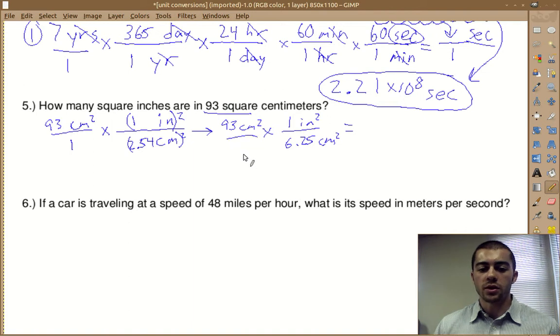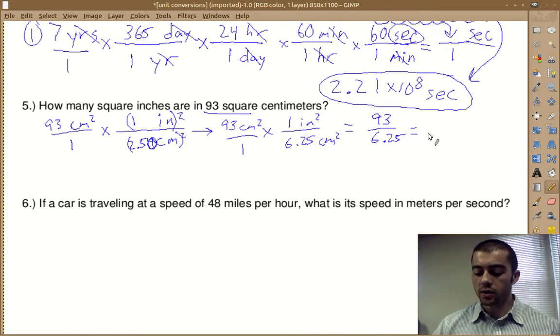If we multiply straight across the top, straight across the bottom here, we would end up with 93 over 6.25. I realize that I've used the rough estimate of 2.5 again here. We'll just kind of change this, but the process would be the same for 2.54. You would just punch that into your calculator, get a slightly more accurate value here, but the strategy is really the same. So here we would just divide 93 by 6.25, and we end up with 14.9 inches squared.